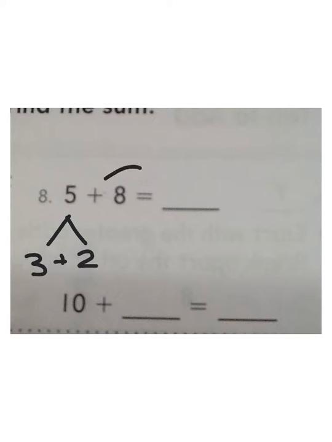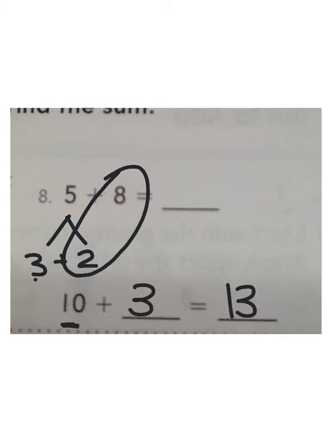Okay, so I've made my 10. 8 plus 2 is 10, so that's where that 10 comes from. The number that is outside of this circle is 3, so I put the 3 there. 10 plus 3 is 13. So 5 plus 8 is 13.